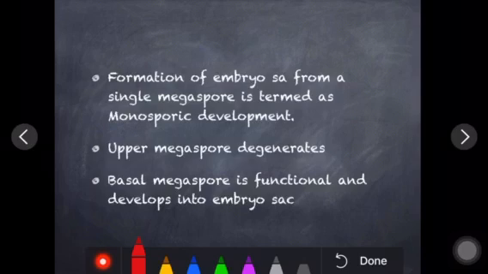Well, so we'll see the formation of the embryo sac. I forgot to write here C, please add it.